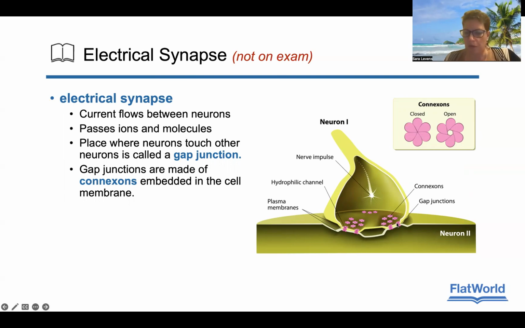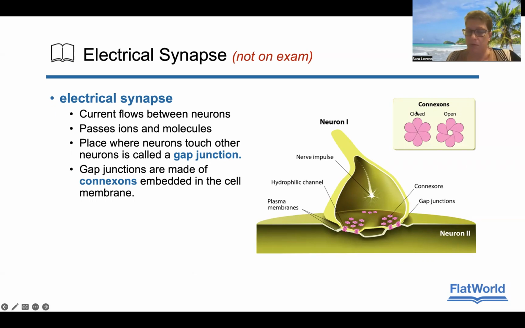So there are specific junctions here that basically allow neuron 1 to have a direct effect on neuron 2 in terms of this voltage change. This place where the neurons touch each other is called the gap junction right here. And gap junctions are made of connexons that are embedded in the cell membrane. These specific forms of connexons are able to let the flow from neuron 1 pass through directly to neuron 2.